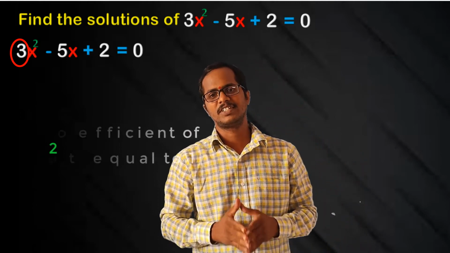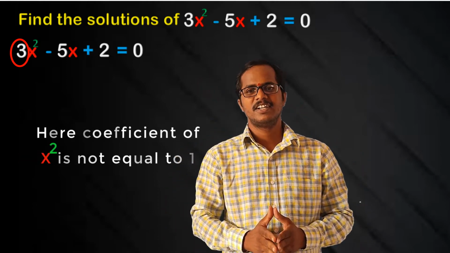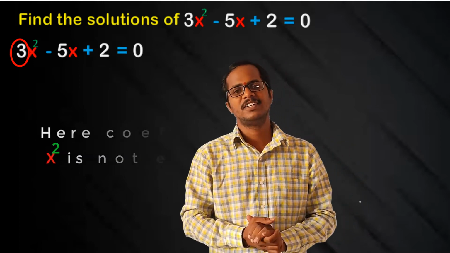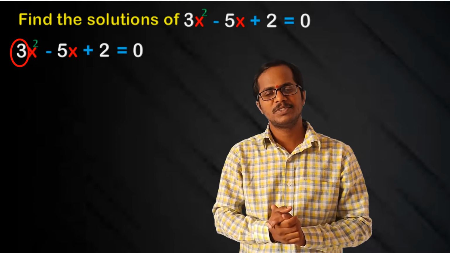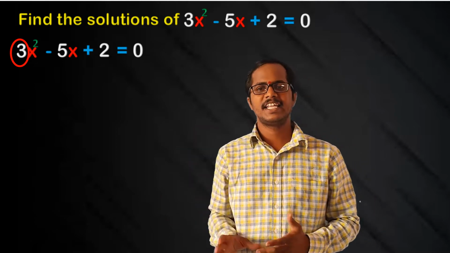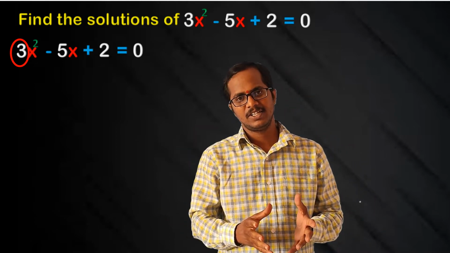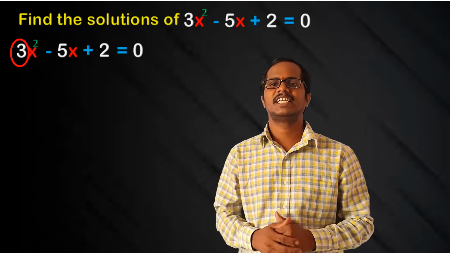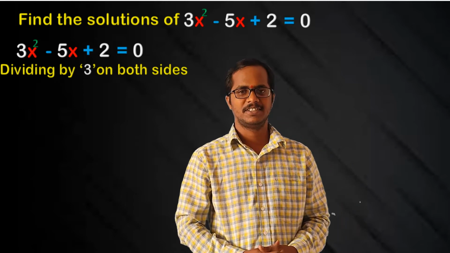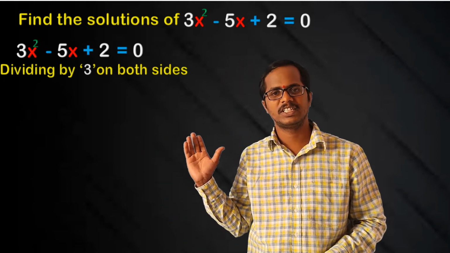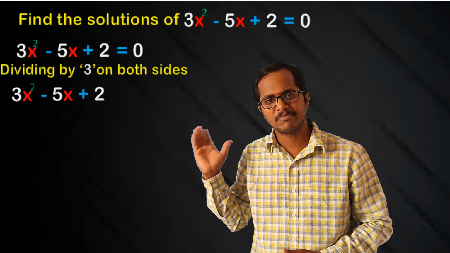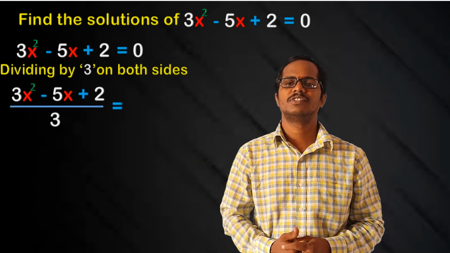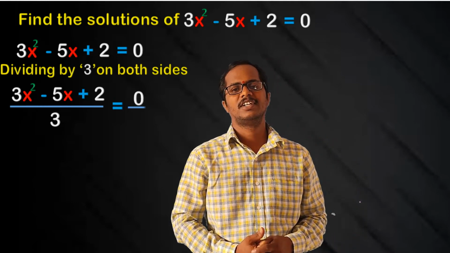So when the coefficient of x square is not equal to 1, first we need to make the coefficient of x square 1. So for that, what do we have to do? We have to divide the entire equation by 3 so that we get the x square coefficient as 1. So let us divide this quadratic equation on both sides by 3. So by dividing with 3, we get (3x square minus 5x plus 2) by 3 equals 0 by 3.